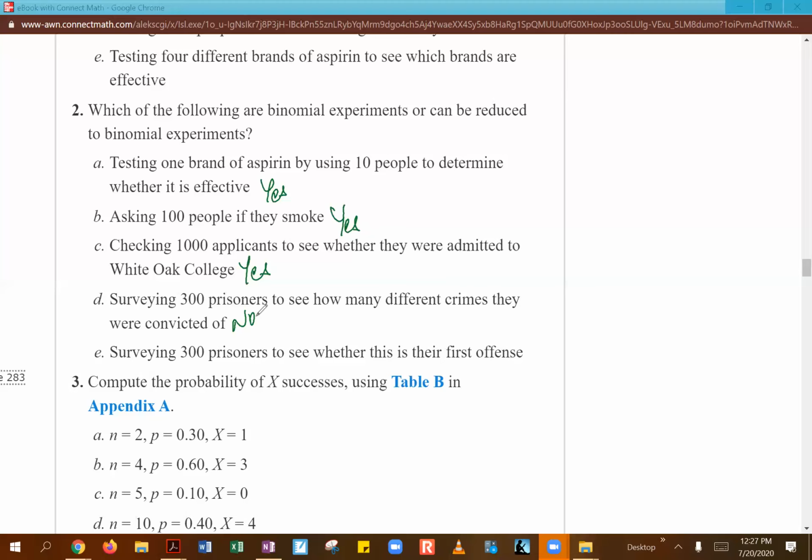Part E, surveying 300 prisoners to see whether this is their first offense. So kind of similar take from part D, but they're just changing the result here. So whether this was their first offense or not. Alexander, you are saying yes.